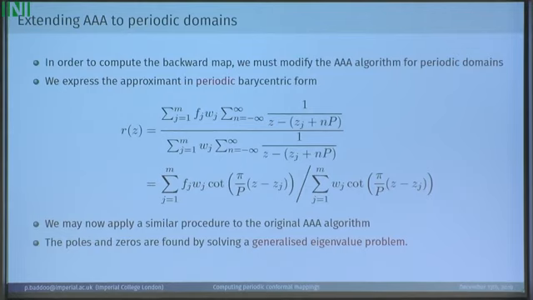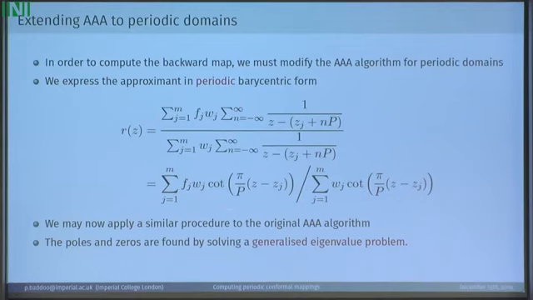So our approach here is to instead of just taking one support point, we want to take infinitely many support points that are each spaced with this particular period. So we express our rational approximant in this form. But this sum is just the partial fraction representation of cotangent. So we can actually represent the approximant in this quite concise form.